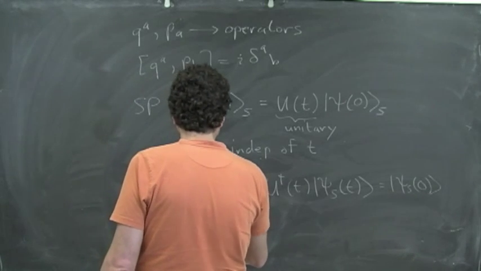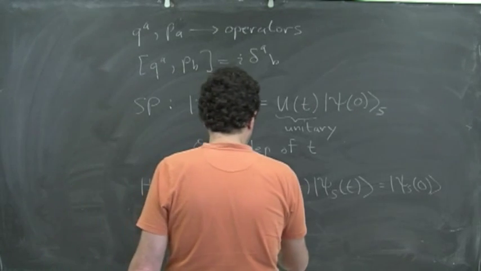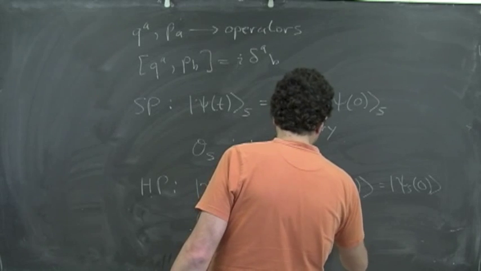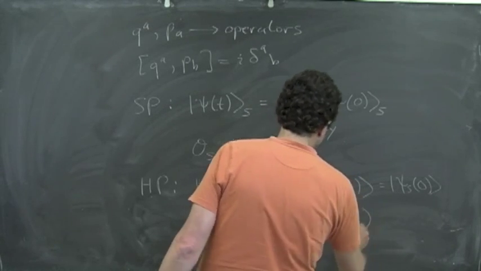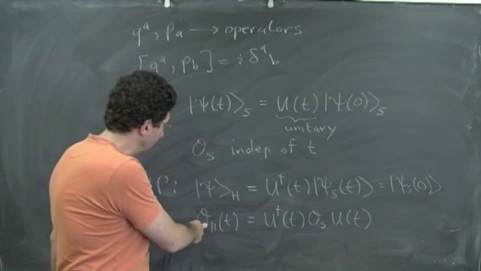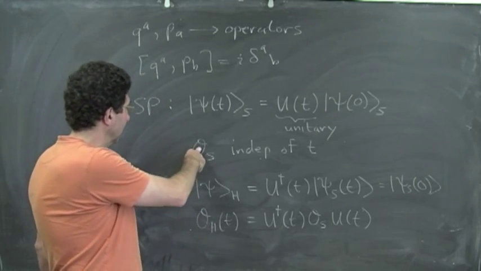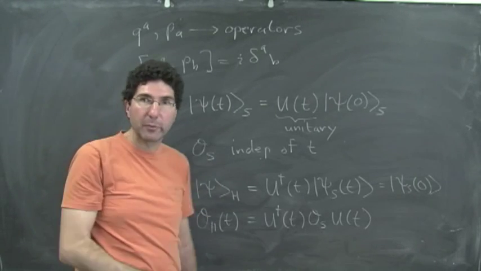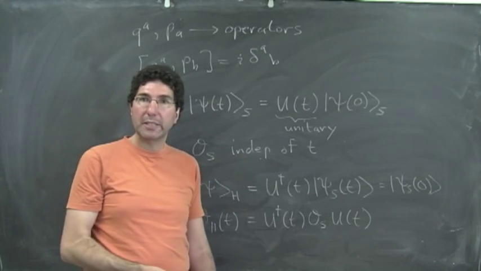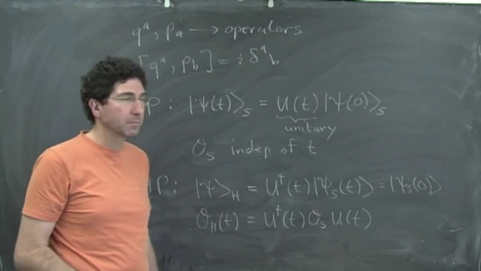And so the Heisenberg picture operators do depend on time, and they look like U dagger of t times O Schrödinger times U of t. That's defined so that these O_H's in the H states give me the same thing as the S operators evaluated in the S states. Here I've chosen these two pictures to agree at time t equals 0, but that's of course arbitrary.